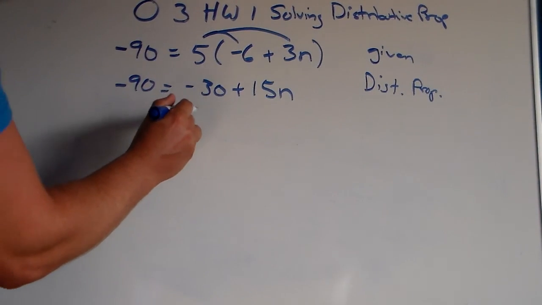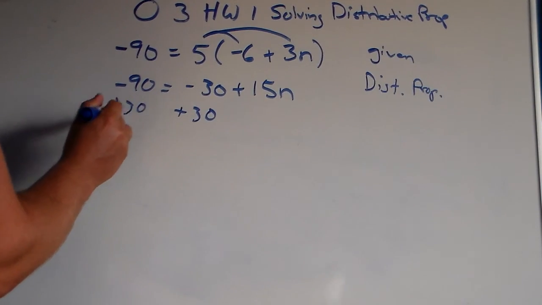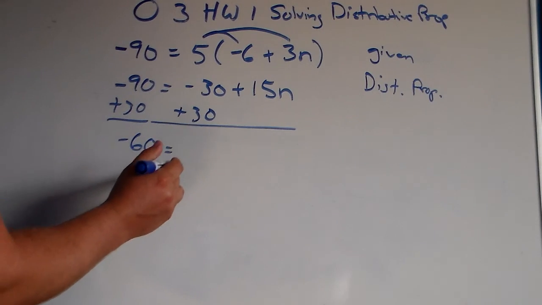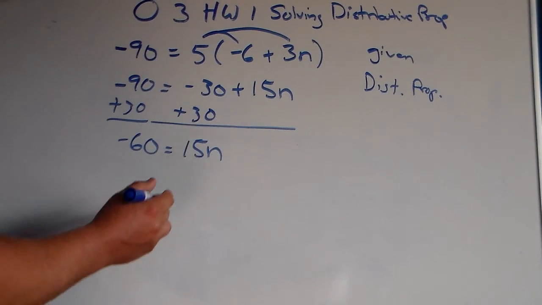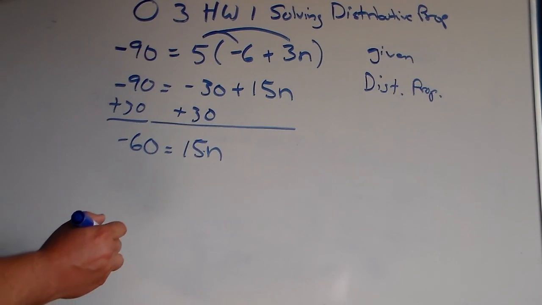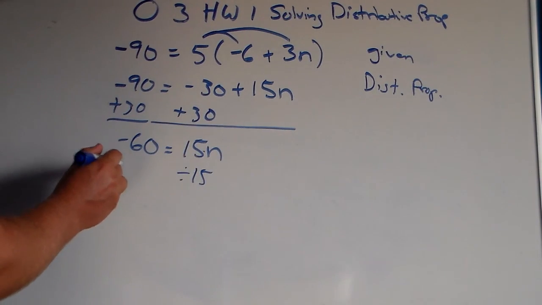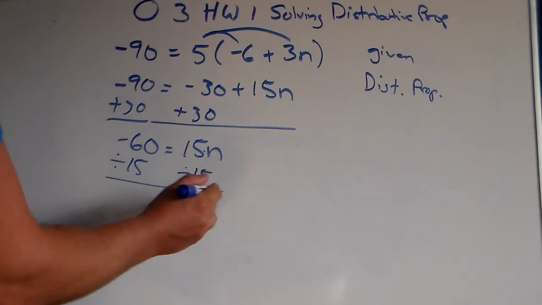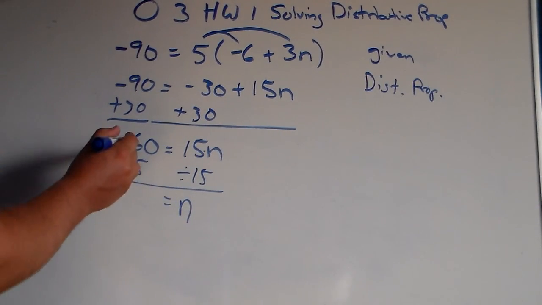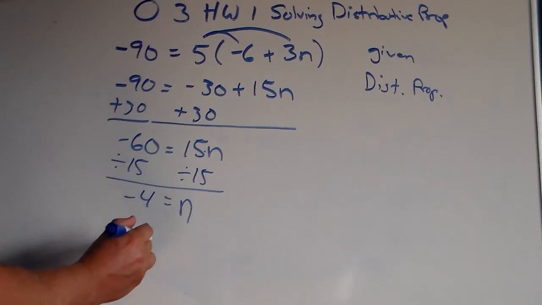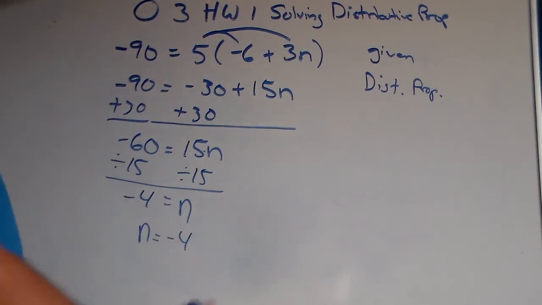Next, we use inverse operations. We add 30 to both sides. So we have negative 60 equals 15n. This is 15 times n. So we use our inverse operation and divide by 15 to both sides. Negative 60 divided by 15 gets us negative 4. So n equals negative 4.